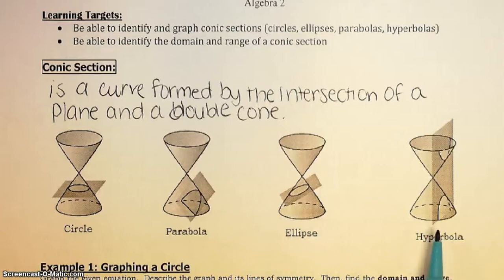And this is a new one for most students. This is called a hyperbola. The hyperbola is kind of like a double parabola, one facing up and one facing down. We're going to graph each one of these right now.